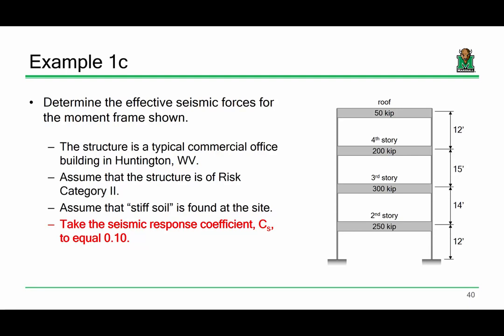Make sense? So I propose that for this building, the second story weighs 250 kips. The third story weighs 300 kips, the fourth story weighs 200 kips, and then the roof weighs 50 kips. What I want to do is, if I have a seismic response coefficient of 0.1, determine what the seismic forces are that I would apply to this building for the purposes of analysis. And that's what I want to try and determine here.